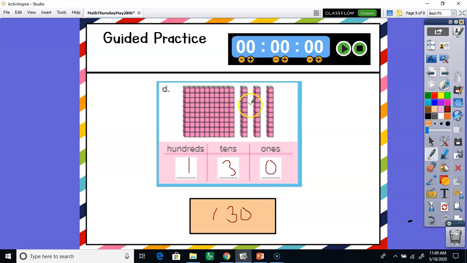You're going to see a picture, a pictorial model. You're going to write it in the expanded form chart, and then you're going to write it in the standard form. Okay? If you need help with this, please contact your teacher and go to the live lessons.